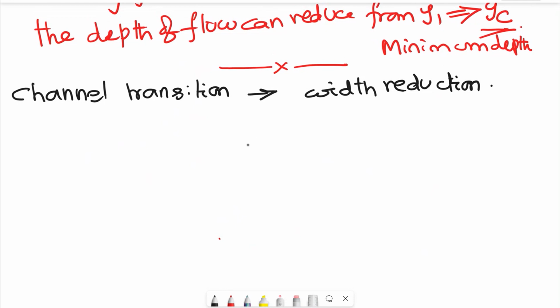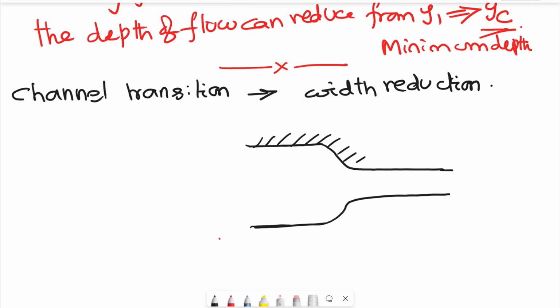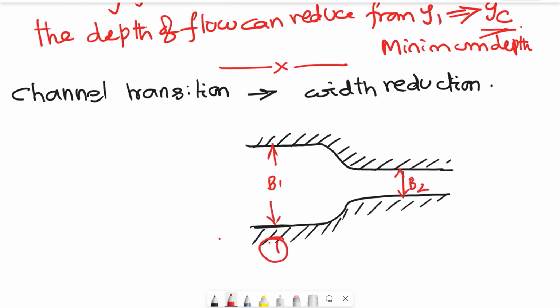Suppose this is a channel. The original channel is this, right? Now slowly it reduces like this. Whatever I am showing is in plan. The width of the channel is reduced, right? Initially the channel width is B1, here this is B2. This is section 1 for us, this is section 2, right?